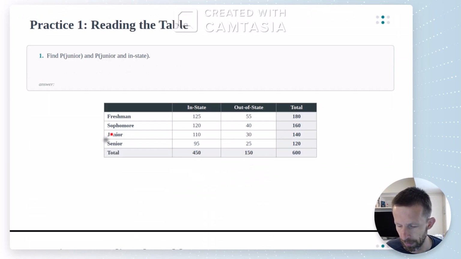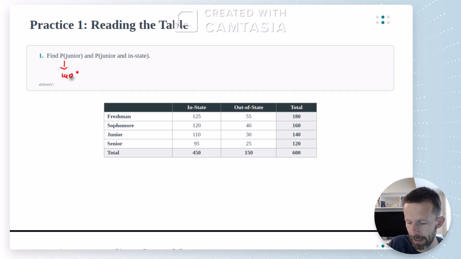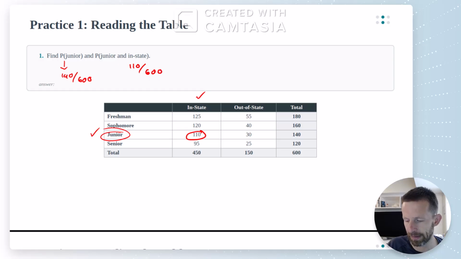So reading the table, find the probability that someone is a junior. Just someone is a junior. So junior would be 140 out of 600. I'm looking at the juniors. Probability that they're junior and in-state. So now I'm interested in the intersection, the in-state juniors. So 110 out of 600.